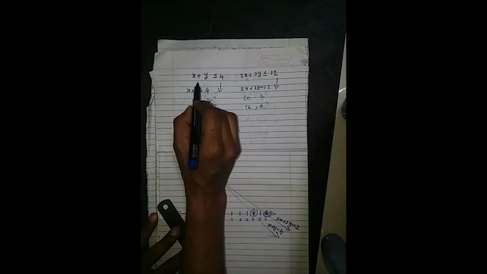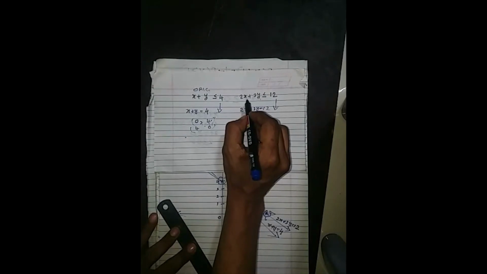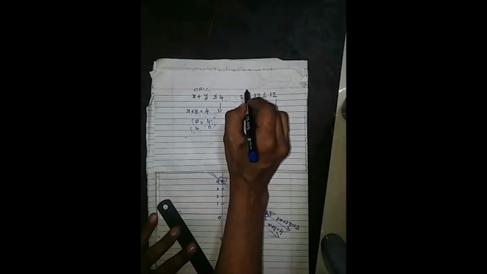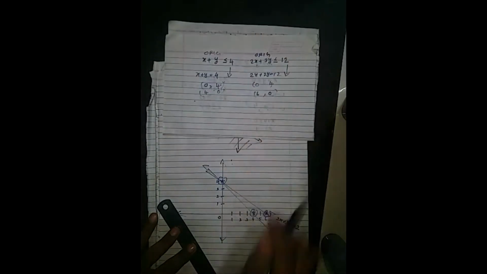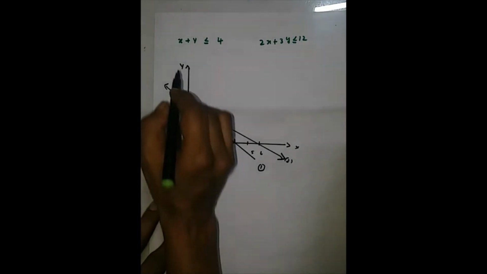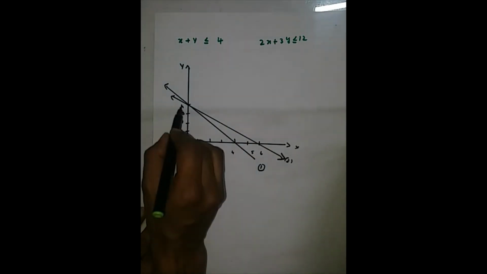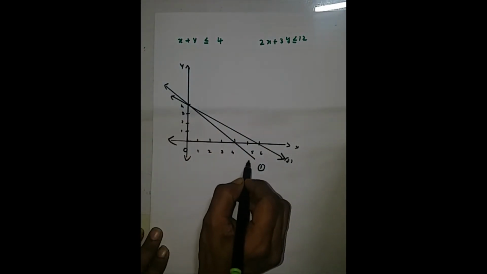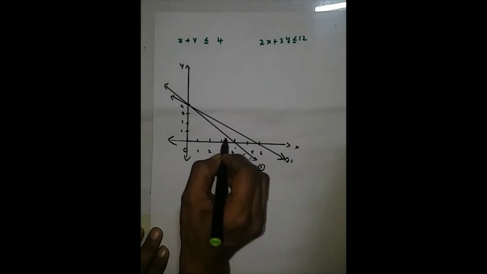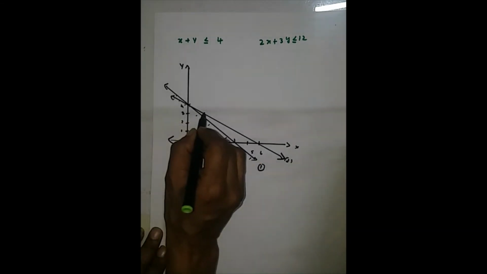Now substitute the origin in the first line. 0 plus 0 less than 4; 0 less than 4 is a correct statement. So this is the origin side. Second line: 0 plus 0 less than 12 is a correct statement. So this is also the origin side. So the first inequality is origin side, and the second one also is origin side. The first line, origin side means downward portion. The second line is this one, this is also origin side.